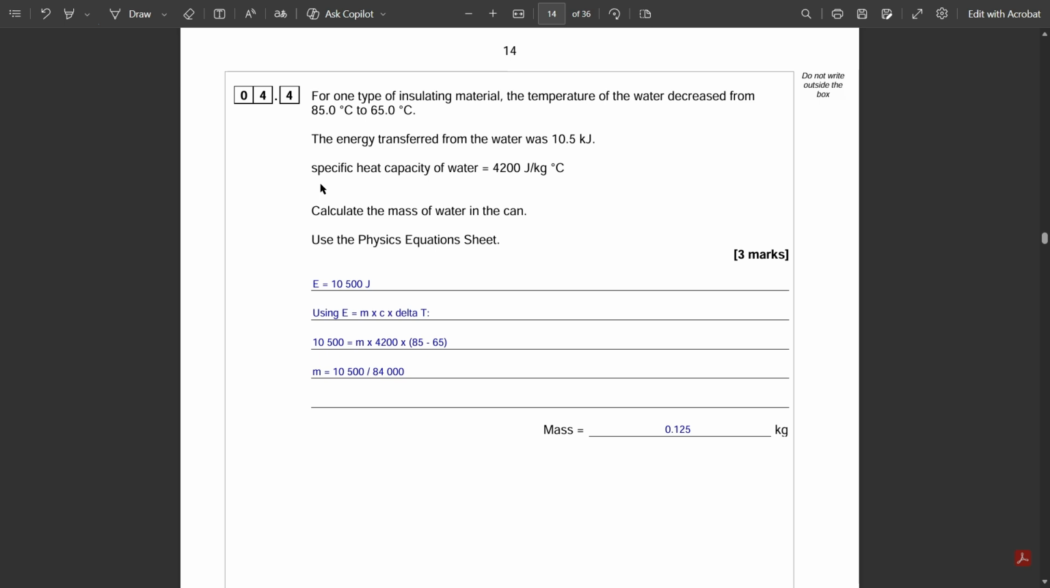Then for 4.4, for one type of insulating material, the temperature of the water decreased from 85 to 65 degrees Celsius, and the energy transferred from the water was 10.5 kilojoules. The specific heat capacity of water, as all these questions are, I think one time they even asked you in a multiple choice, what is the specific heat capacity of water, just because you're expected to know it, is 4,200 joules per kilogram degree Celsius. I'm asked to calculate the mass of water in the can.